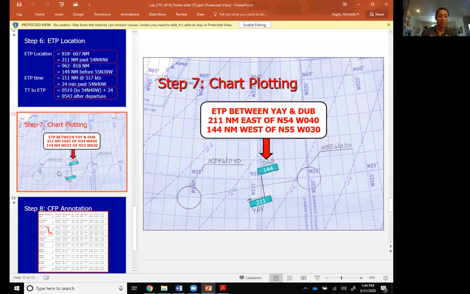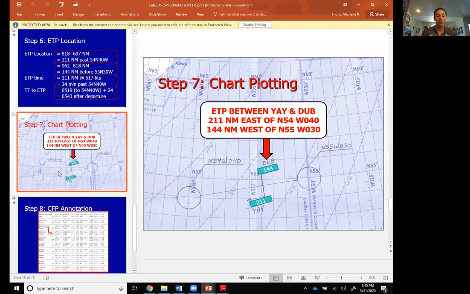We hit our ETP, and what you do is you acknowledge that you hit the ETP, our equal time point in the middle of the ocean, to the crew members. You say, all right, crew, we are past our ETP. If anything happens at this point, we continue to destination.